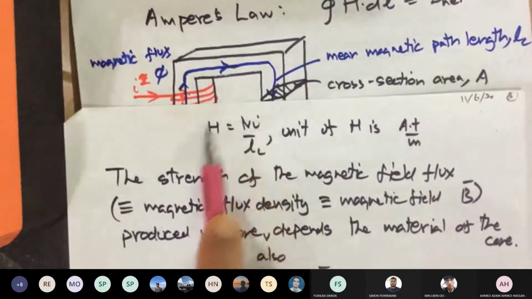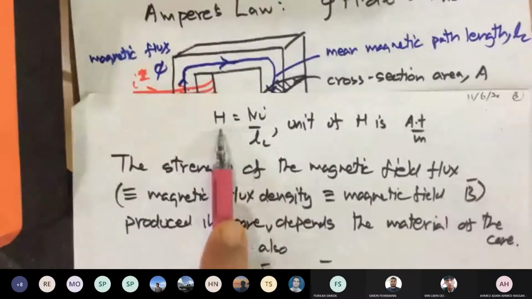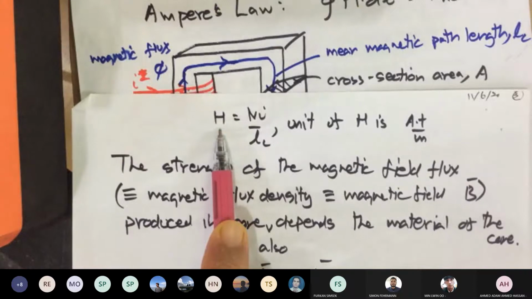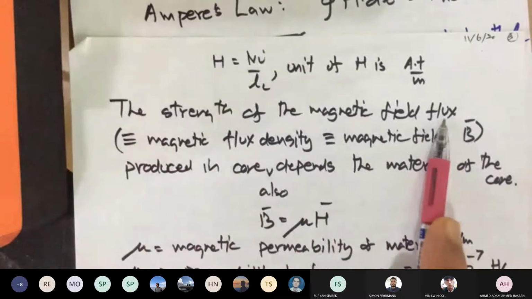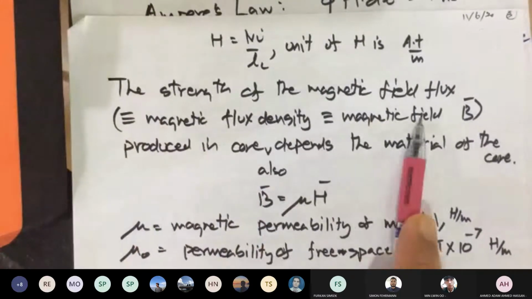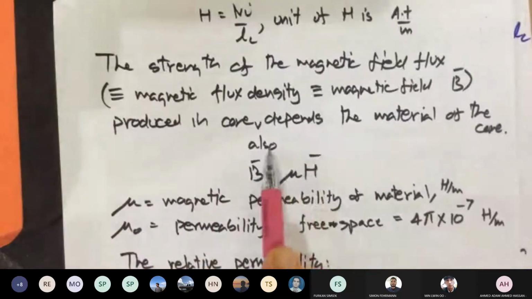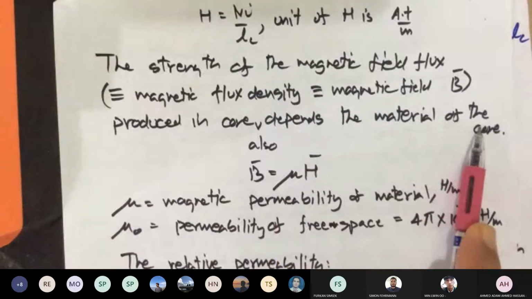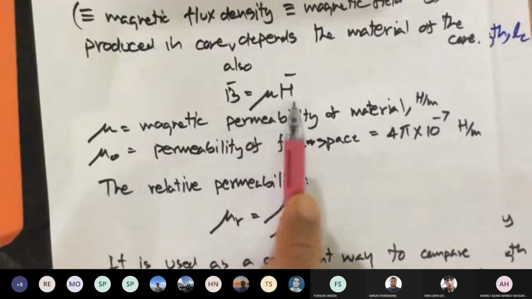The one that's more important is the core material. That's why we don't use H, we don't use effort. We use the magnetic field or flux density. So the strength of your magnetic flux, which is equivalent to flux density, your magnetic field B, produced in the core, also depends on the material of the core. And how does that relate to H? Your B is equal to mu H.